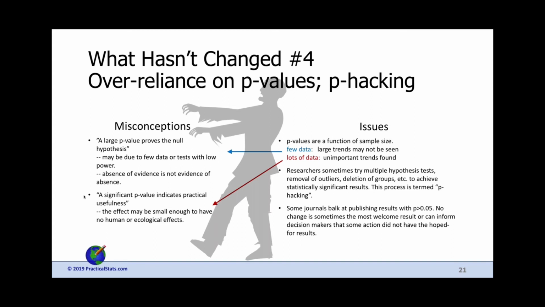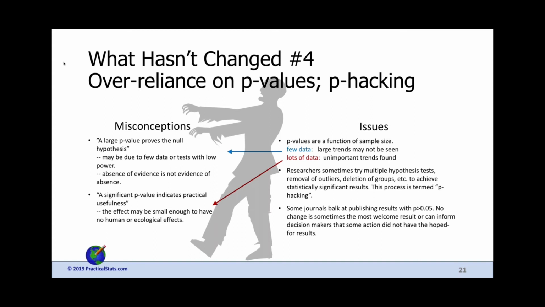You may find things with a lot of data that are really so small, you know, a 0.01% change per year trend, that it doesn't really matter for the ecosystem or human health or anything else. But it's significant. And again, people get the wrong idea when you attach that word to it. So it may not be important, even if it's significant. So keeping that straight is going a long way towards keeping p-values in their proper perspective.